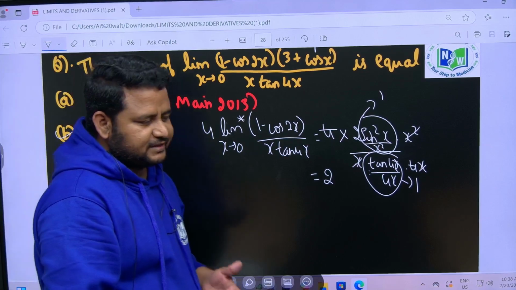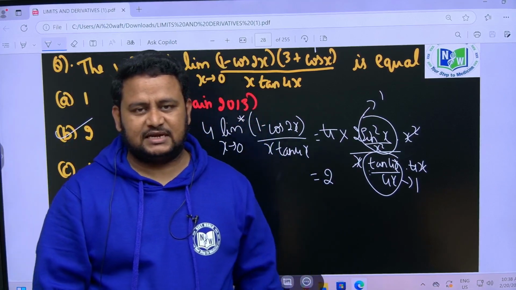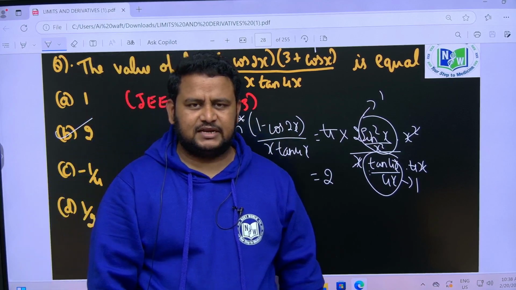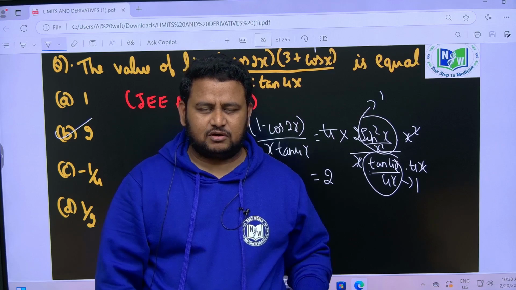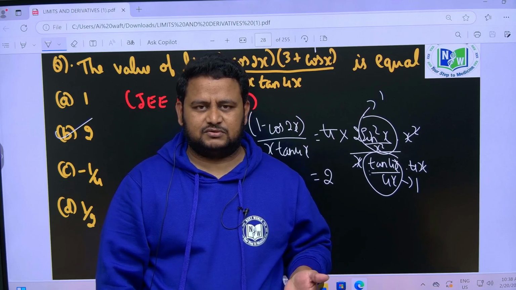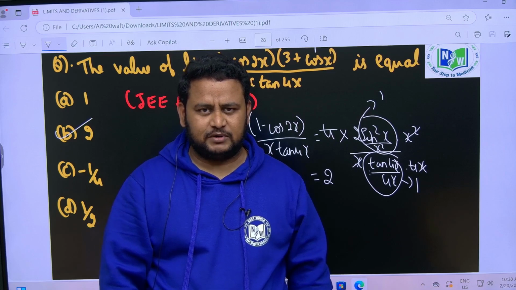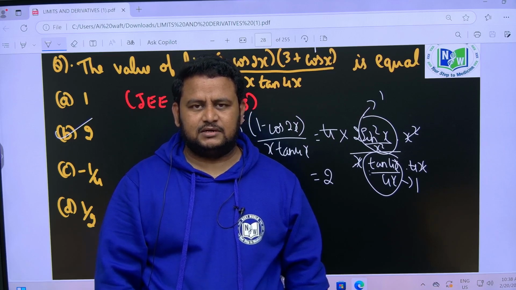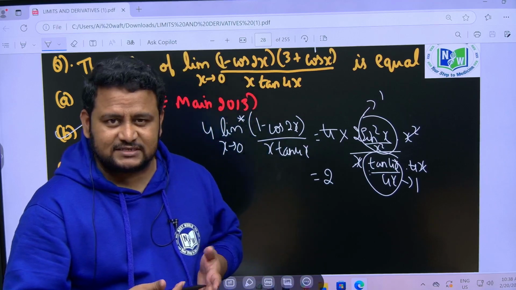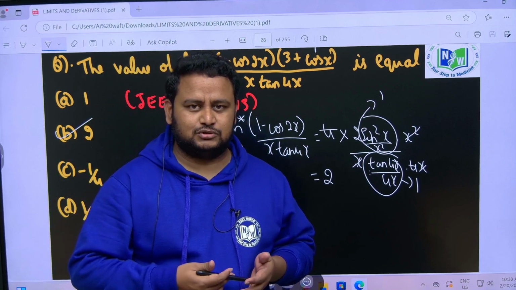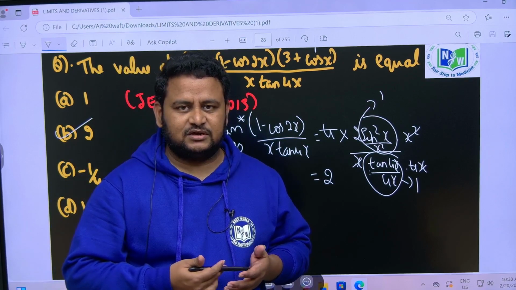In the previous class we discussed what a limit is, what LHL and RHL are, when to use LHL and RHL, and also various indeterminate forms, like infinity by infinity, 0 by 0, 1 to the power of infinity, all these things. We also discussed various methods to solve limits, like direct substitution, rationalization, factorization.